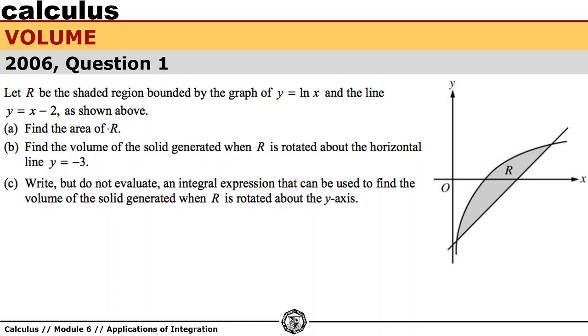Part A, this is how they used to always structure these questions. They don't do it as much like this anymore, in recent years anyway, but part A was always find the area of the region R. That's like automatic points. You're just doing the integral of the top curve minus the bottom curve.